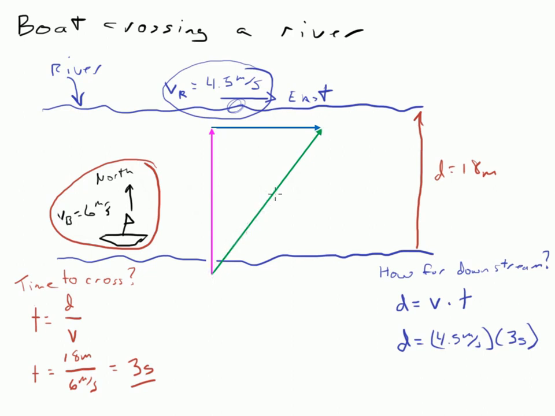Again, this green arrow is what's happening for 3 seconds. So our distance ends up being 13.5 meters. Our seconds canceled out right there. And that's it. We figured out the time it takes to cross, about 3 seconds, and it goes about 13.5 meters downstream.